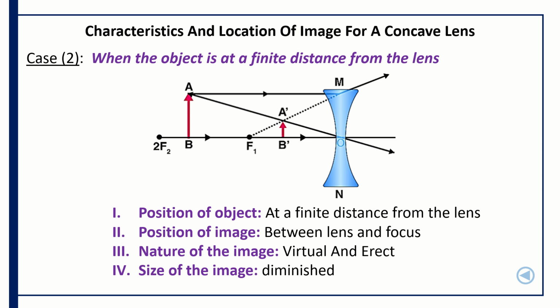Virtual images are erect, so it is forming a virtual and erect image. What is the size of the image? The size of the image is diminished. It is becoming smaller in size. We are getting a diminished image of the object here.